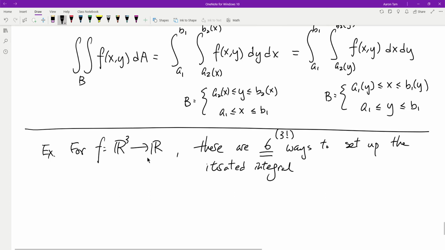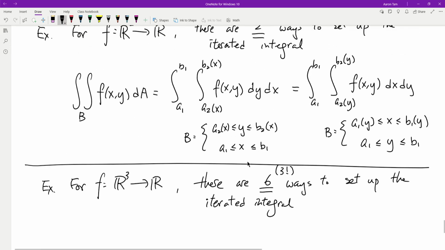So therefore, you can see that for a function mapping from R4 to R, we increase the number of ways to set up the integral by a factorial, and therefore it increases really fast. As a matter of fact, for R4 to R, there are 24 ways to set up the iterated integral, and we are not going to go through all 24 ways. Much as I would like to, there's just way too many. But I would like to explore the 6 different ways here, just to show you.